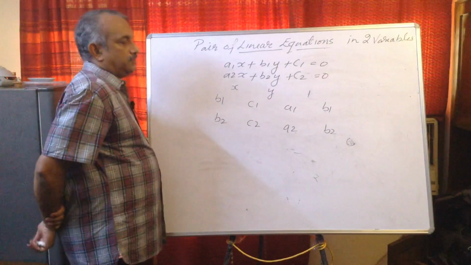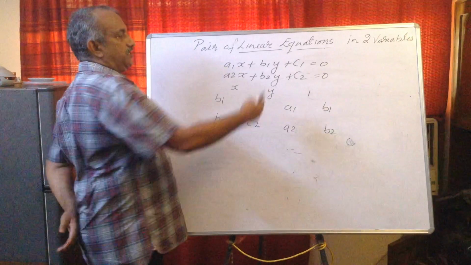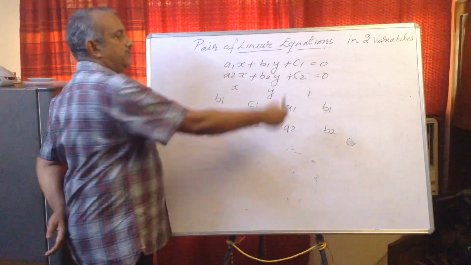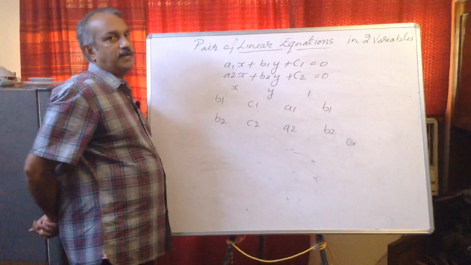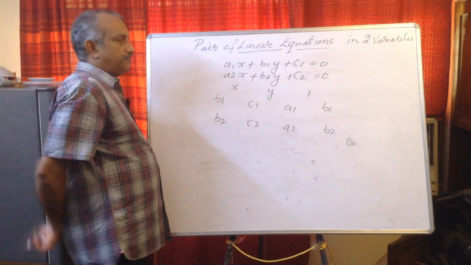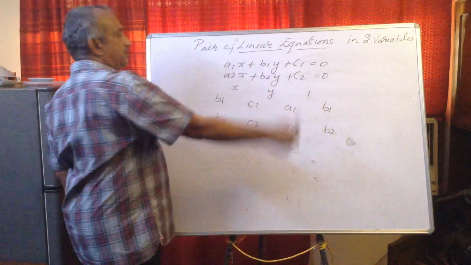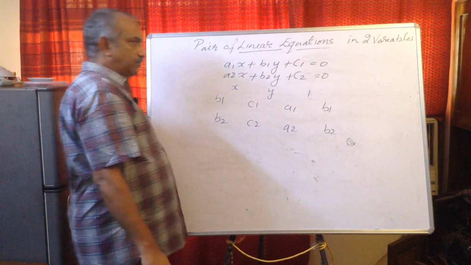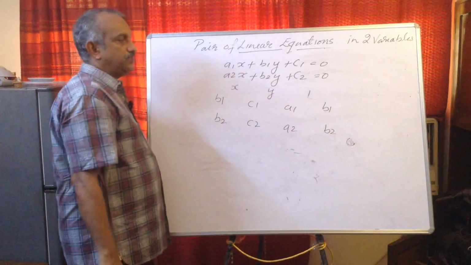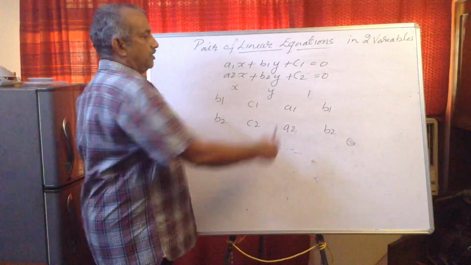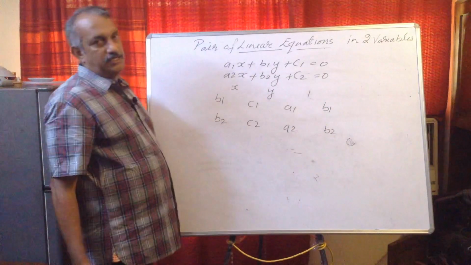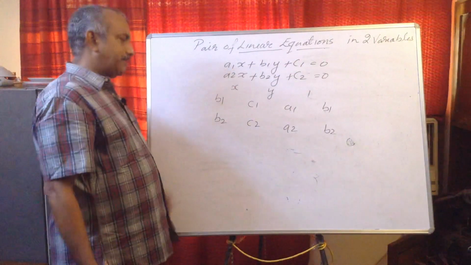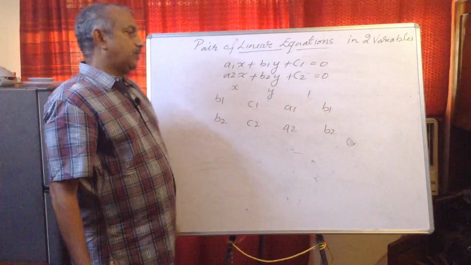Now there is a slight difference if c1 and c2 are after the equal sign. Then in place of 1 you will write minus 1. Suppose the equation is written in the form a1x plus b1y is equal to c1 and a2x plus b2y is equal to c2, then in place of 1 you will write minus 1. But here it is already in standard form, so it is better to write 1 only.